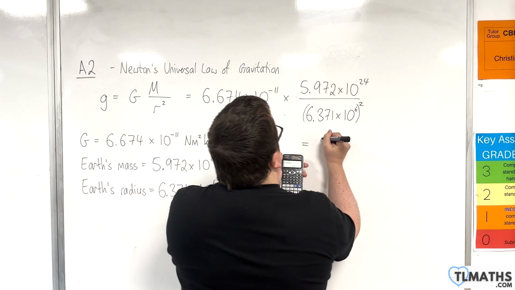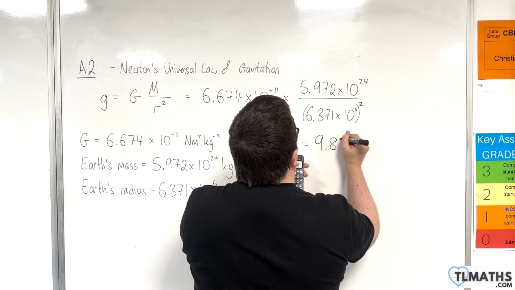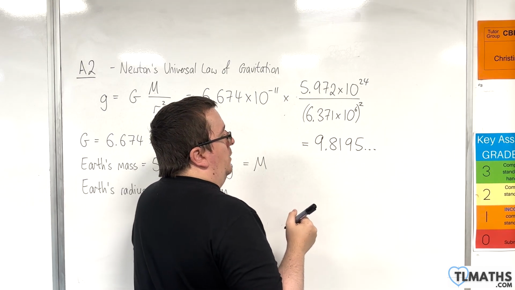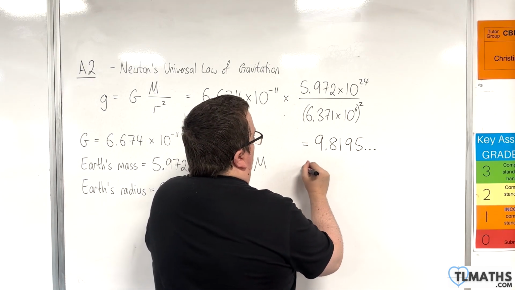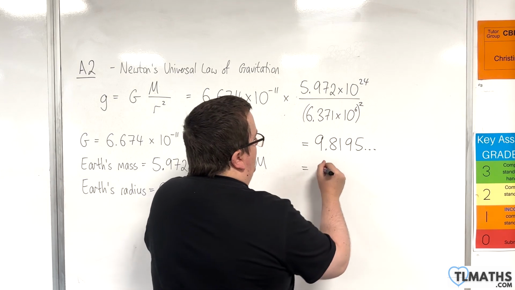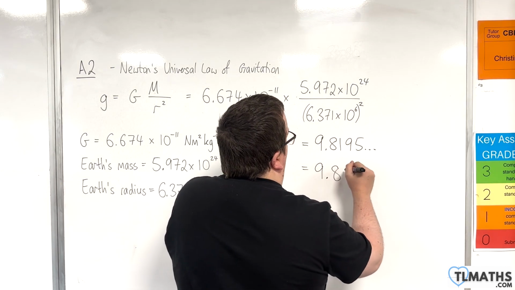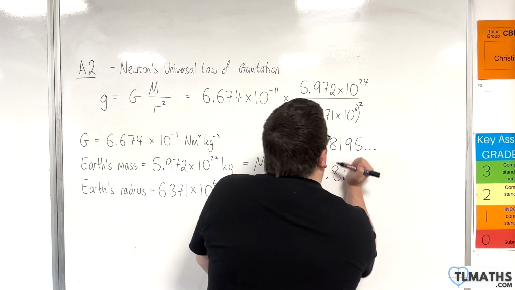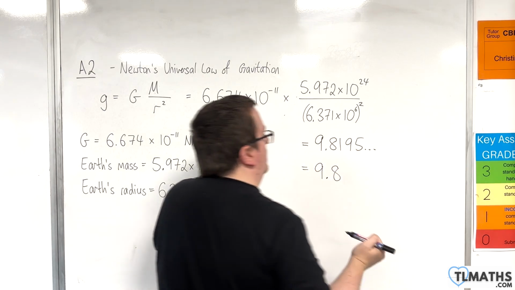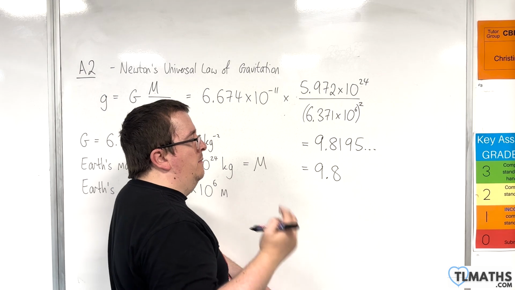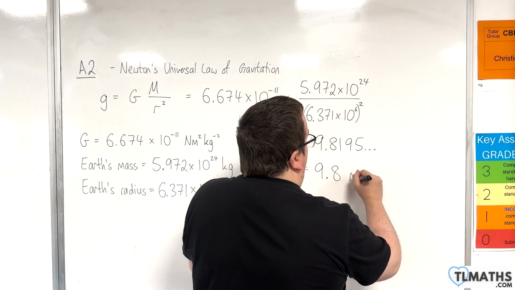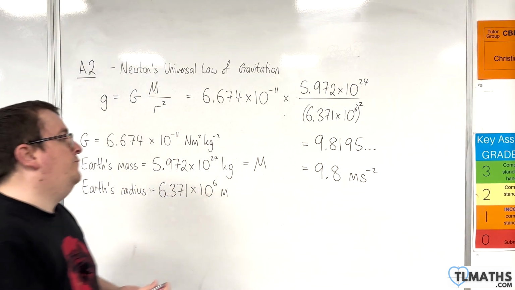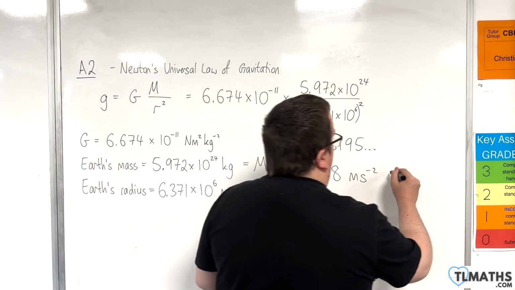And you should get 9.8195, etc. So to 2 decimal places, let's say, that's 9.82. Or if we put it to 1 decimal place, we'll probably get the value that we may know. So 9.8, and that's meters per second per second. And so to 1 decimal place.